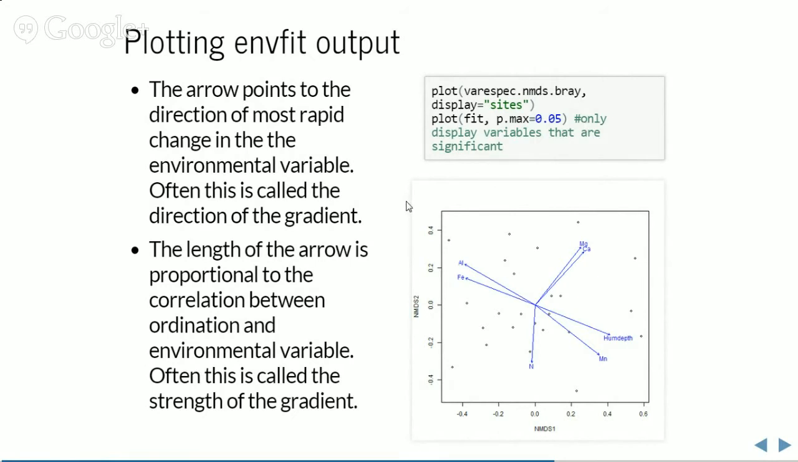And so, the way you interpret this, you're probably familiar with this, but the arrow is going to be pointing in the direction of the most rapid change in the environmental variable. Basically, that's the gradient of that environmental variable. And then the length of the arrow is proportional to the correlation between the ordination and the environmental variable, or the strength of that gradient. So you can see here, aluminum and iron are going in opposite directions to manganese and, I guess, the depth of maybe the humic layer or something like that. Again, you've already done your ordination, and now you're just fitting some environmental variables on top of it.